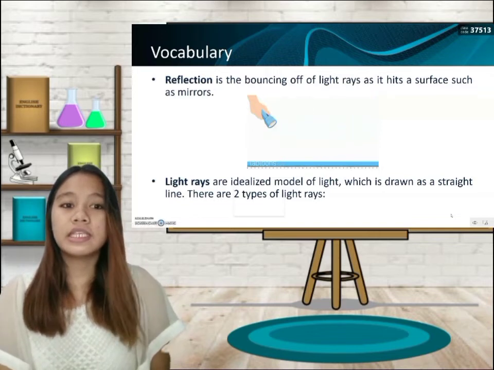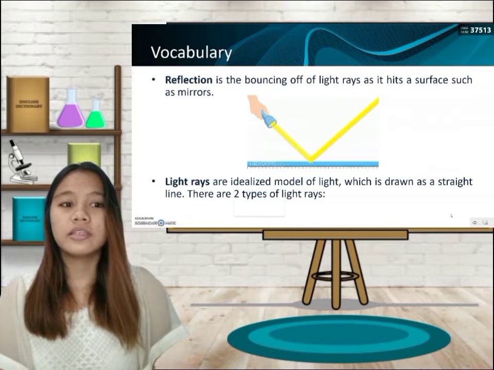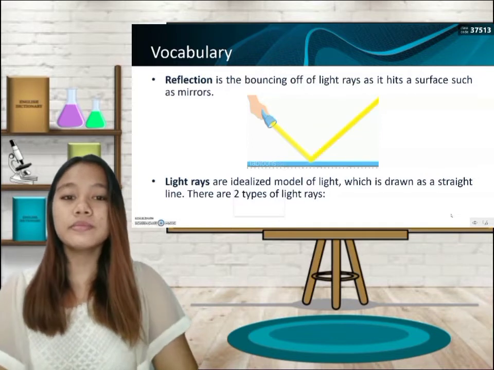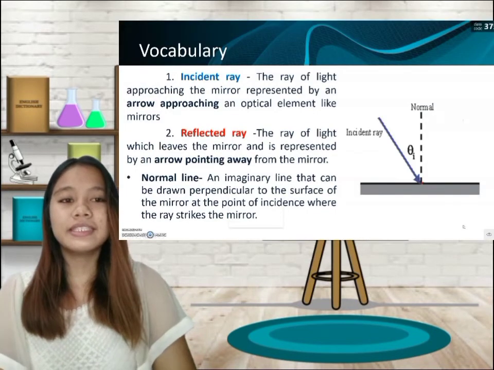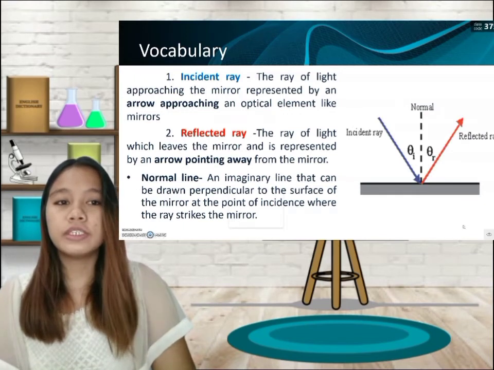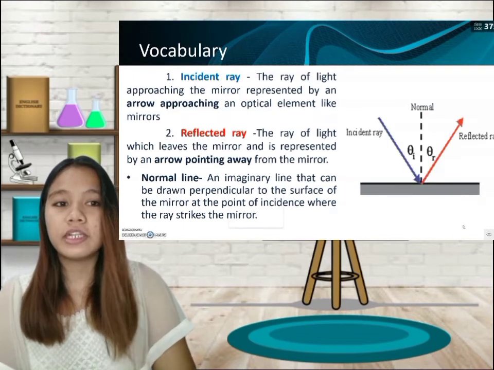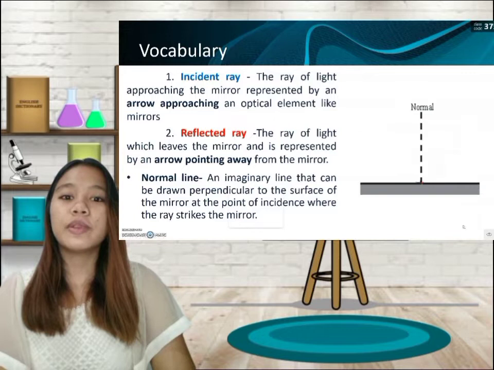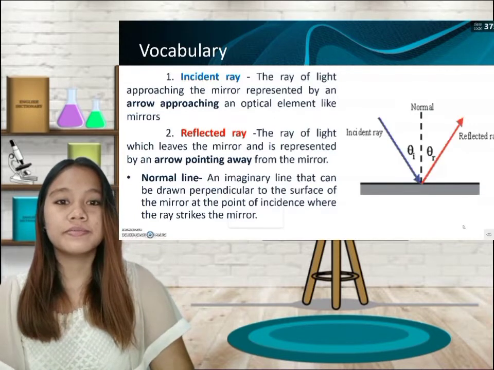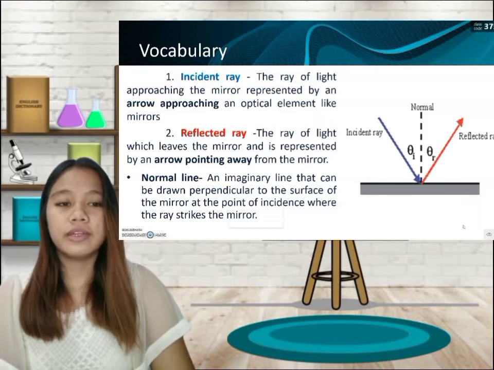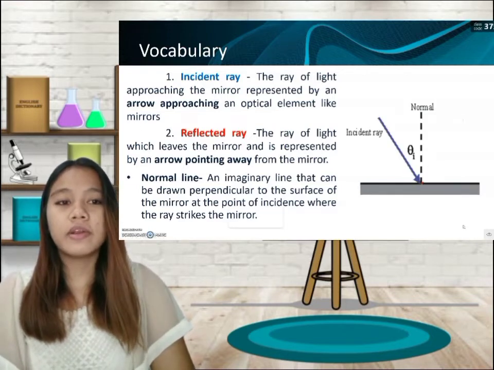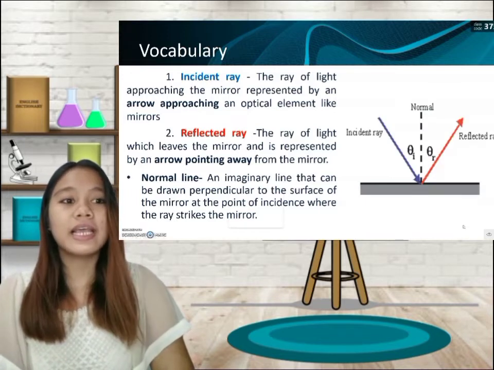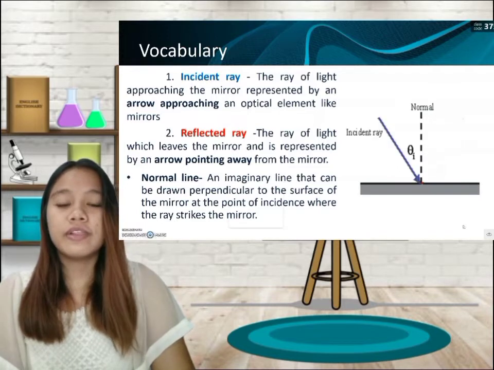Let's define light rays. Light rays are an idealized model of light, which is drawn as a straight line. There are two types of light rays. Number one, the incident ray: the ray of light approaching the mirror, represented by an arrow approaching an optical element like mirrors. You can see in our GIF, the incident ray is represented by the blue line. Another ray is the reflected ray: the ray of light which leaves the mirror, represented by an arrow pointing away from the mirror. The red line represents the reflected ray.